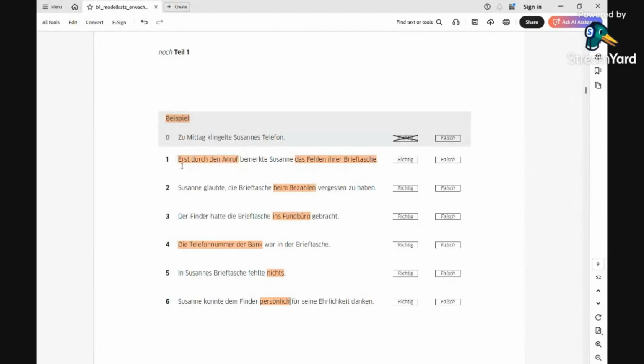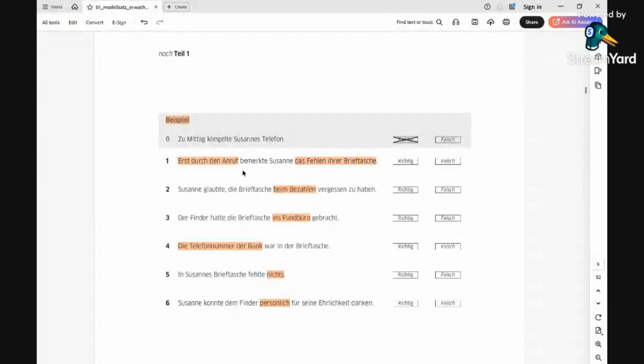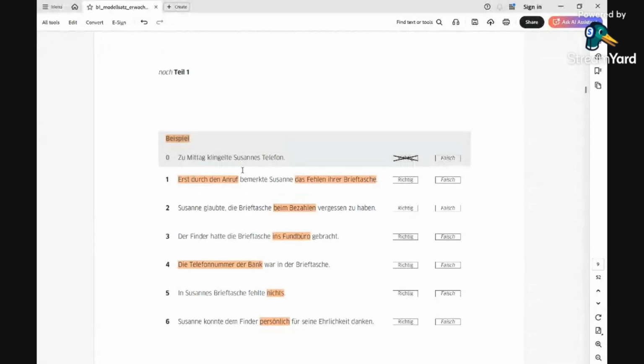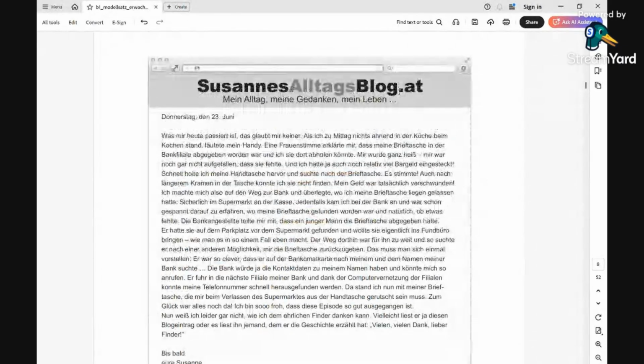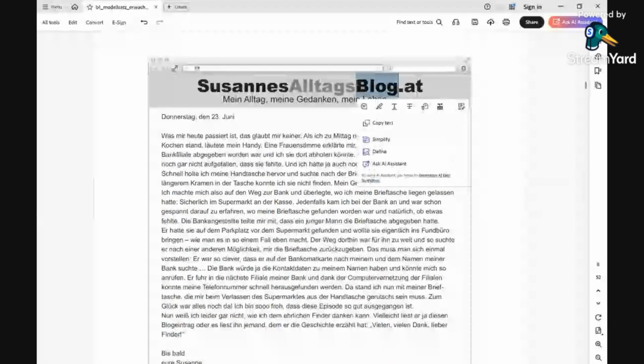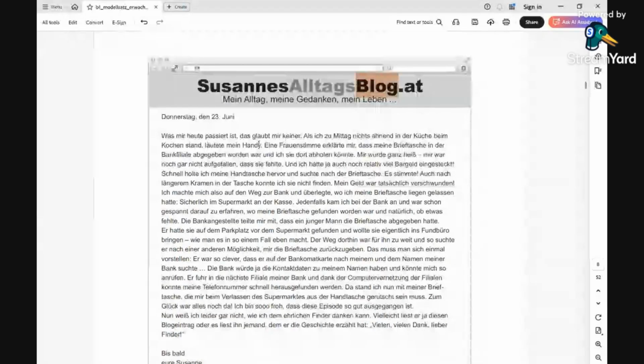So, erst durch den Anruf bemerkte Susanne das Fehlen ihrer Brieftasche. So we want to find out if it was really through the call that she noticed for the first time that her purse was missing. So here we're going to start reading the passage. So Susanne's Alltagsblog.at. So we notice that this is a blog, that she's writing a blog.